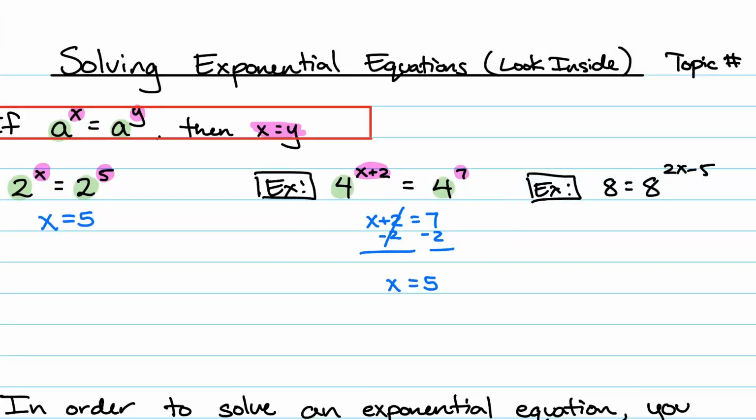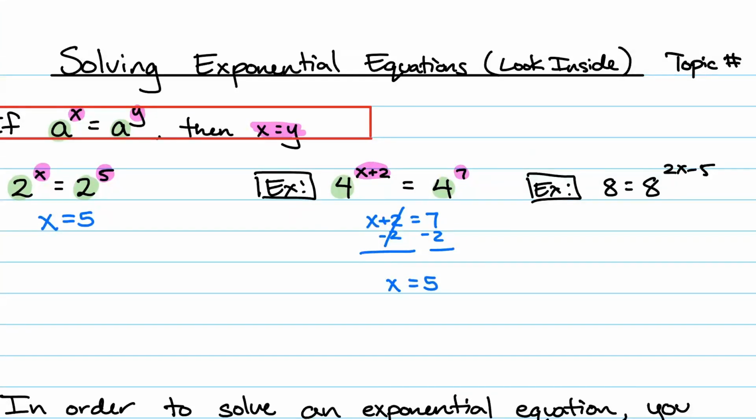And you can always check it, right? If I take that 5 and I plug it back in, then this becomes 4 to the 5 plus 2, and 4 to the 5 plus 2 is the same thing as 4 to the 7th, which is exactly what we want. Okay, so you can always check your answers and just make sure that each side matches up.